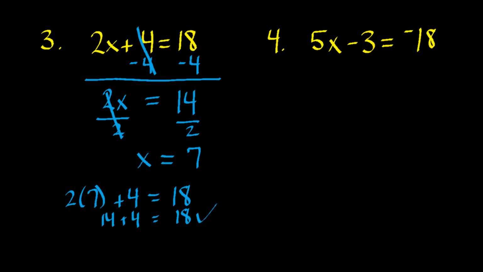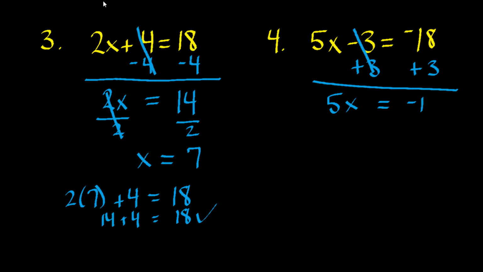Number 4, 5 times x minus 3 equals negative 18. Again, we will try to get rid of the term next to the x term to start with. To reverse the minus 3, we will add 3 to both sides of the equation. This leads to 5x, negative 3 plus 3 is 0, bring down the equals, and negative 18 plus 3 is negative 15.